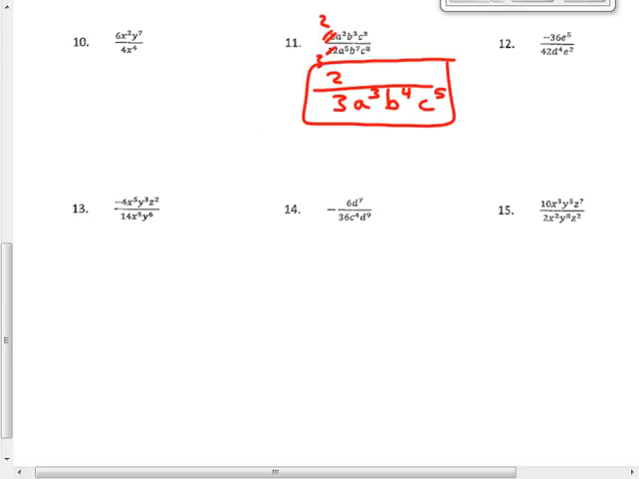Now you can center that too, or you can make it look a little bit prettier than what I have written. But ultimately that's what we're looking at.